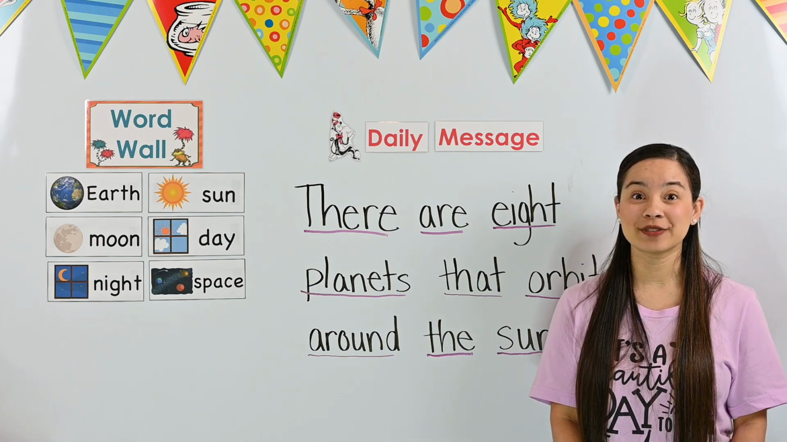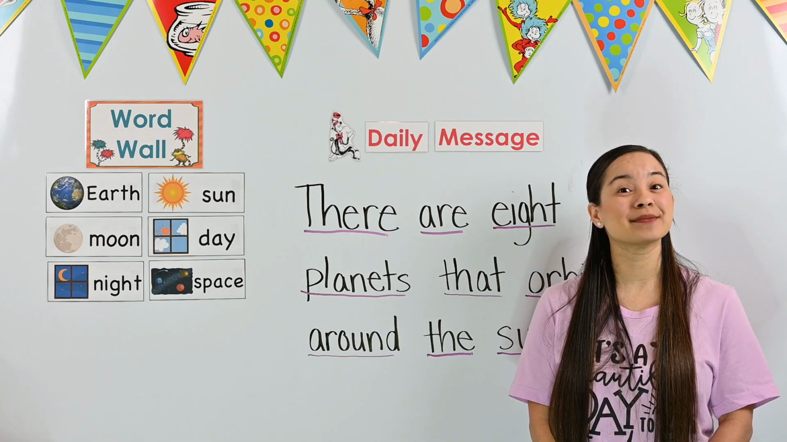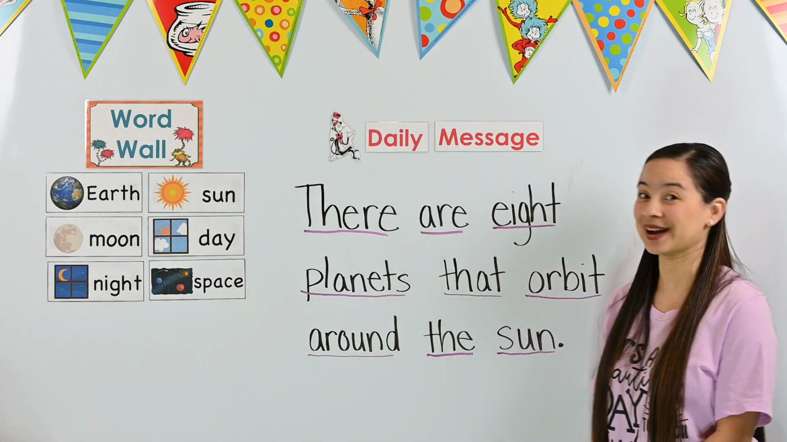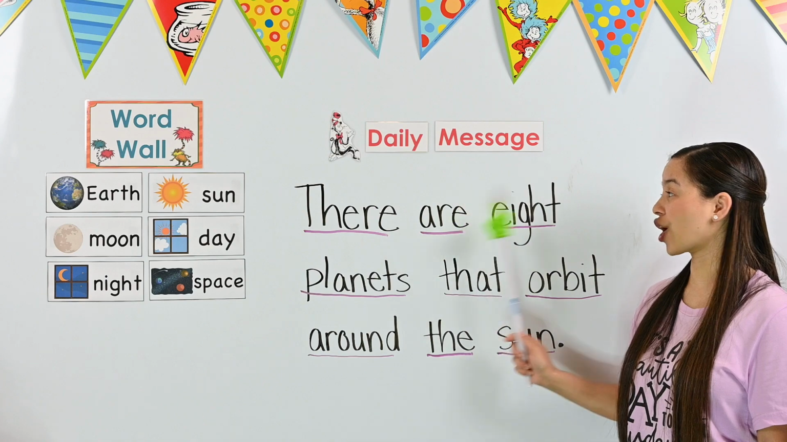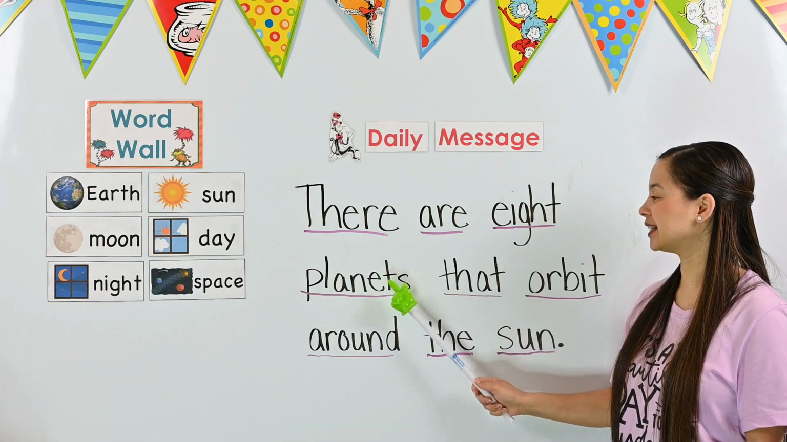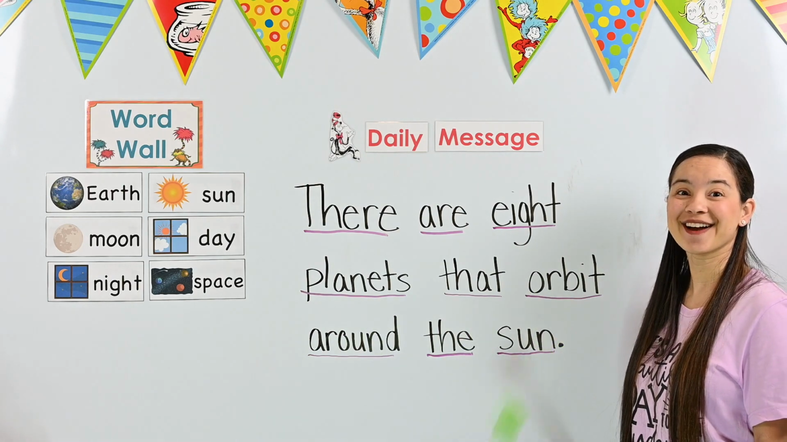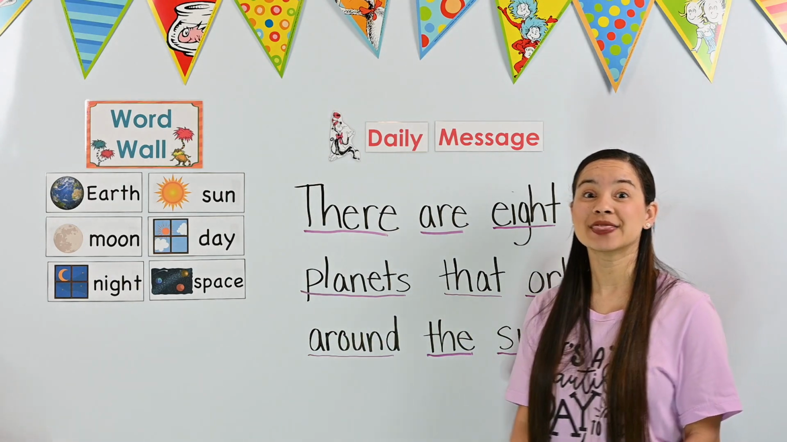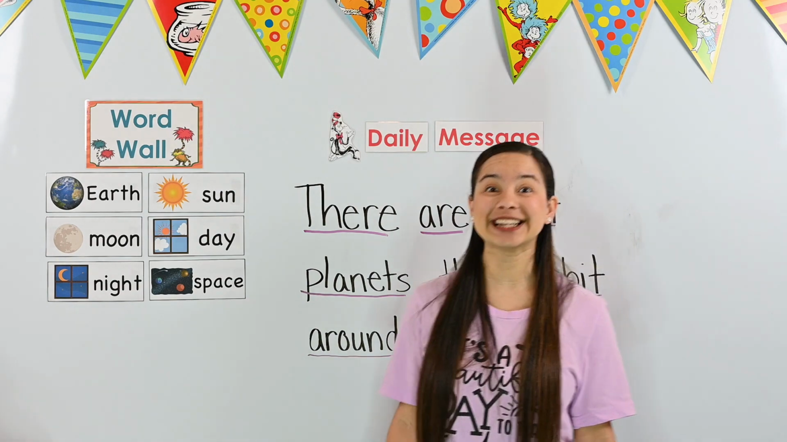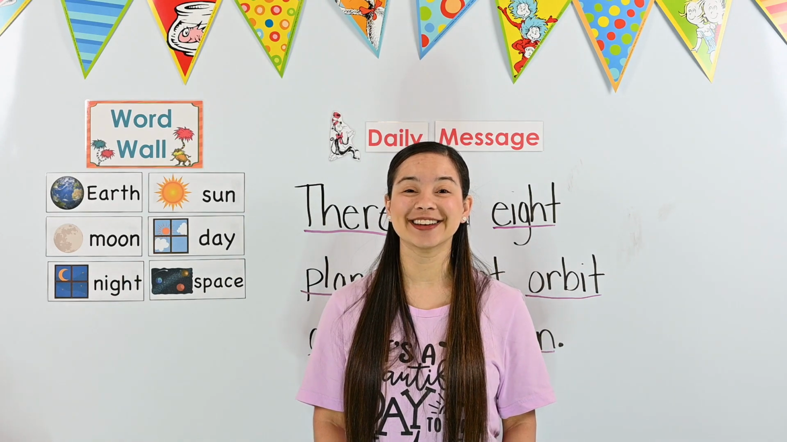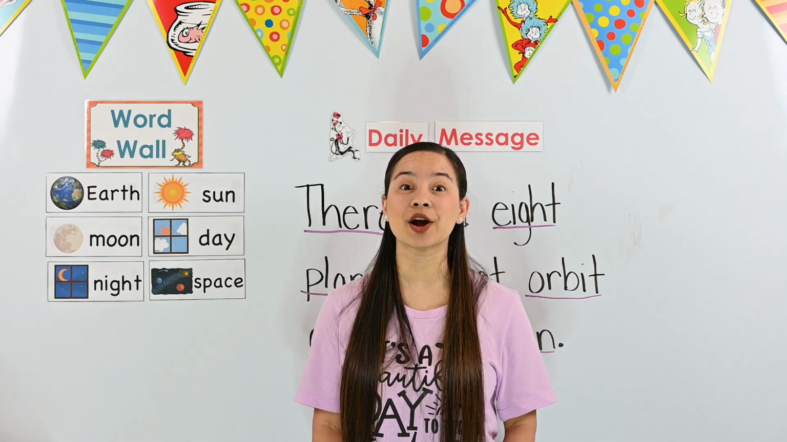Now that we've counted the words in our message, it's time to read our message one more time and then we'll talk about what it means. Ready? There are 8 planets that orbit around the sun. Our message shows that we are talking about planets today. There are 8 planets that orbit around the sun. Let's take a look at the 8 planets in our solar system that orbit around the sun.